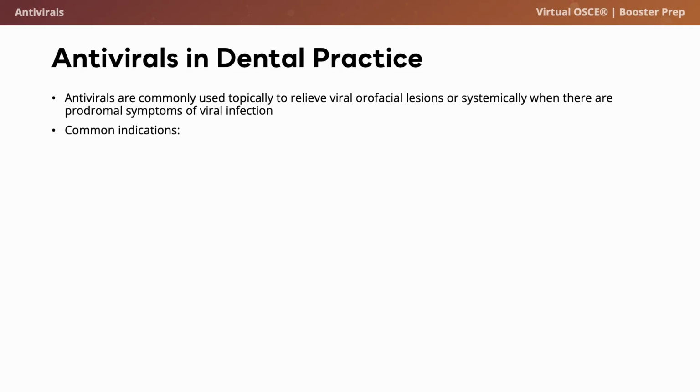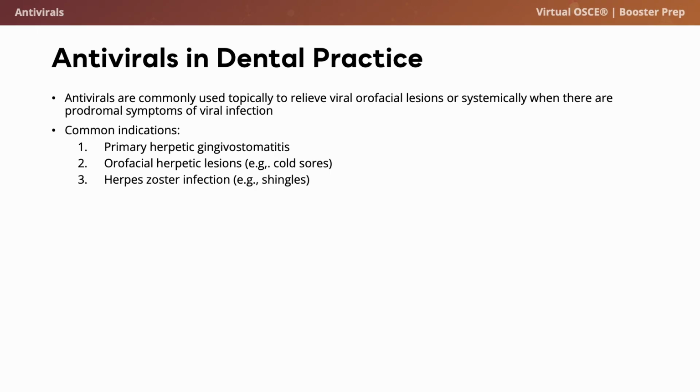Common indications for antiviral medications are, first, primary herpetic gingival stomatitis. This is the first infection of a herpes virus, usually in pediatric patients. Second, orofacial herpetic lesions, as I mentioned previously, like herpes simplex virus 1 cold sore infections, where we use antiviral creams to relieve and advance the healing of these lesions. Third, herpes zoster infections. For shingles, for example, we may prescribe antiviral medication systemically during the prodrome phase to prevent the further development of viral infection.